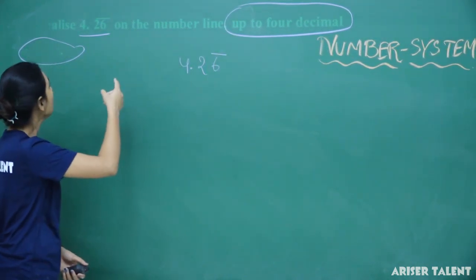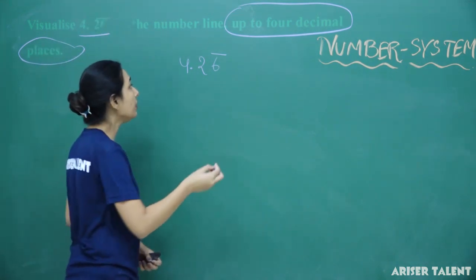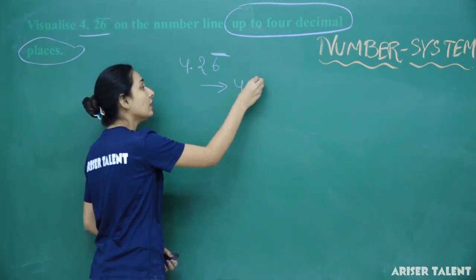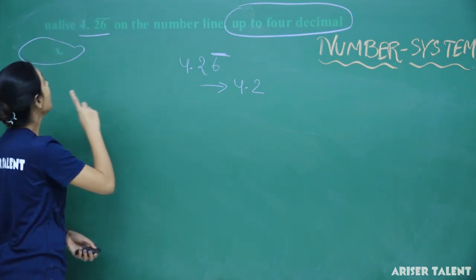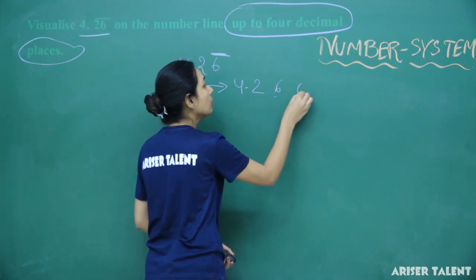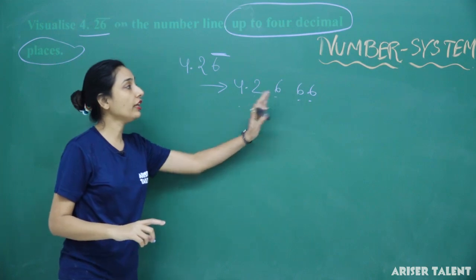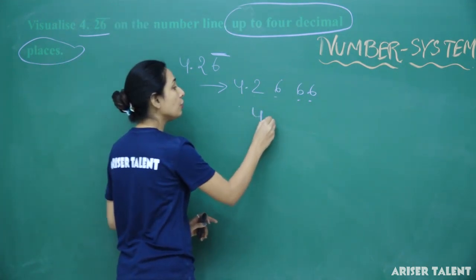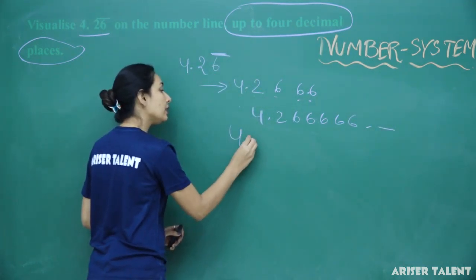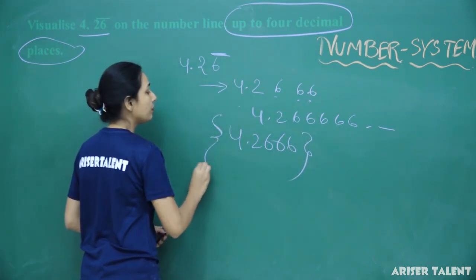Let's suppose I'm confusing a little bit, it's 26 complete bar or 26 bar. Whatever it is, if this bar is only at 6, then I'll be writing it up to how many places? Up to 4 decimal places. So 1 decimal, 2 decimal, 3 decimal and 4 decimal. So I don't have to represent 4.266666 and so on, but I have to only represent 4.2666. This I have to represent on the number line.